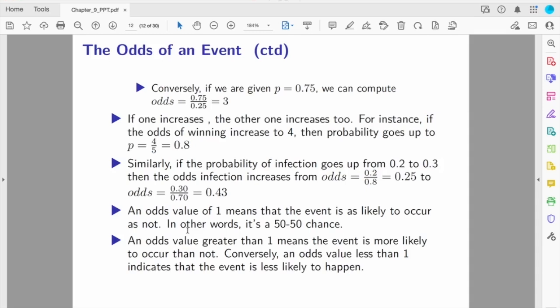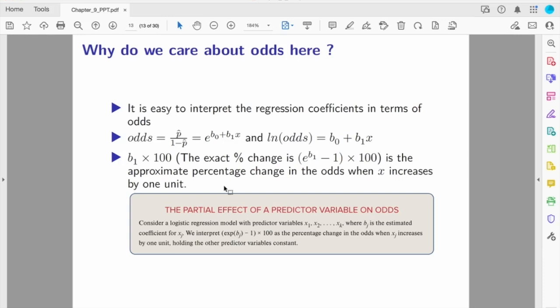We have 50-50 chances if the odds is 1. If the odds is greater than 1, this means the event is more likely to occur than not. Conversely, an odds value less than 1 indicates that the event is less likely to happen. Why odds? Why do we care about the odds? Because this is the one that we're going to use to interpret the regression coefficients. The regression coefficients will be using odds for interpretation.